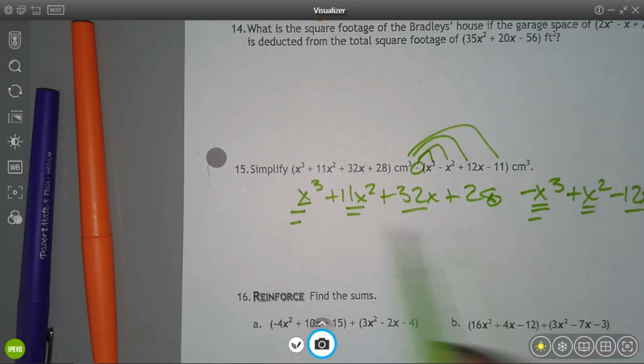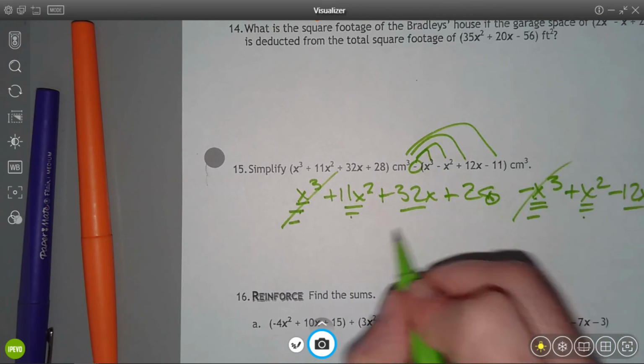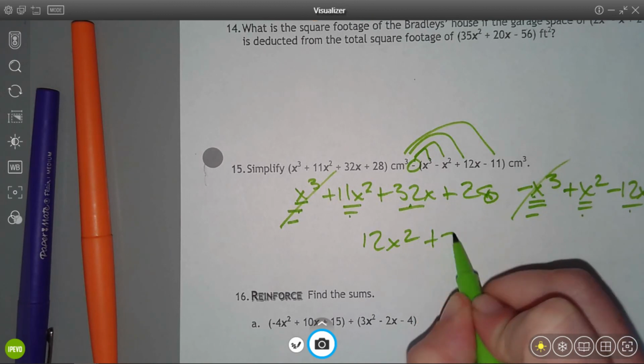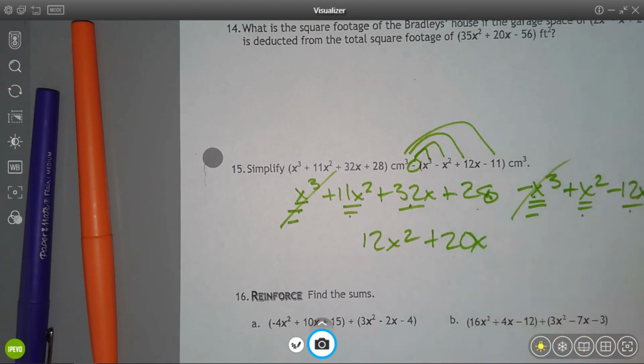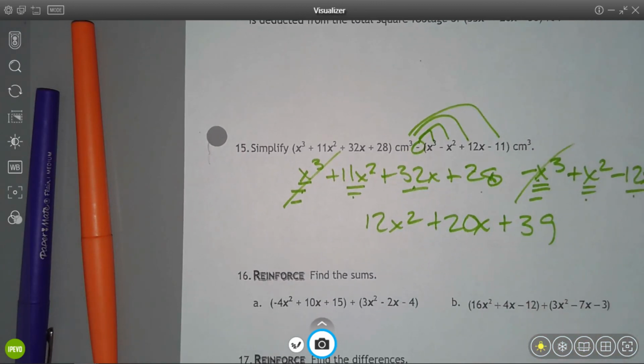So when I do this, x to the third minus x to the third, they cancel. 11 plus 1 gives me 12x squared. 32 minus 12 gives me a positive 20x. And 28 plus 11 gives me a positive 39. And your teacher will go ahead and go through the rest of those with you.